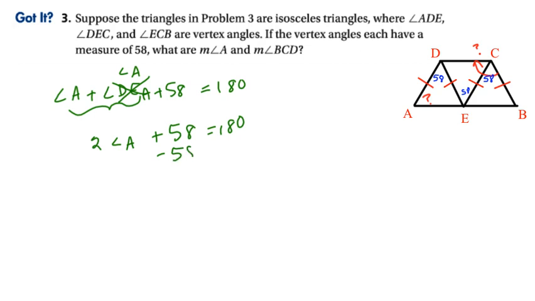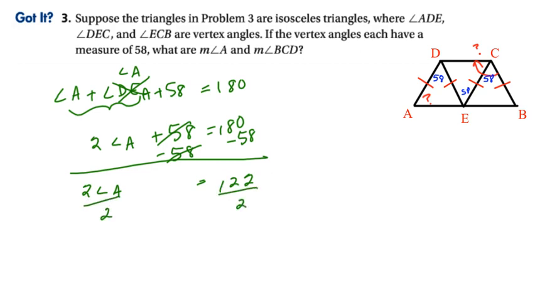Well, what if I subtract 58 from both sides? So then I end up with 2 times angle A should equal, these add to 0, right? I can cross those off. It looks like 122. So now just divide both sides by 2. And I end up with angle A is equal to 61 degrees. Okay, so this one should be 61, which means all the base angles are 61, right? So that would give me 61 up here, 61 here, 61 here, 61 here, 61 here, right?